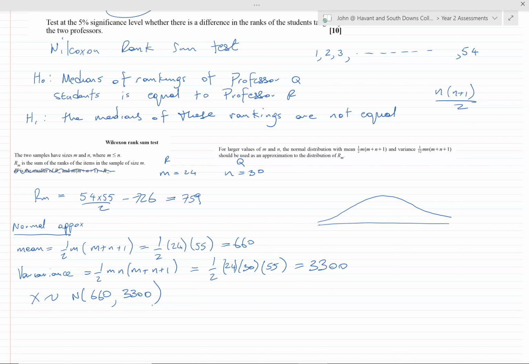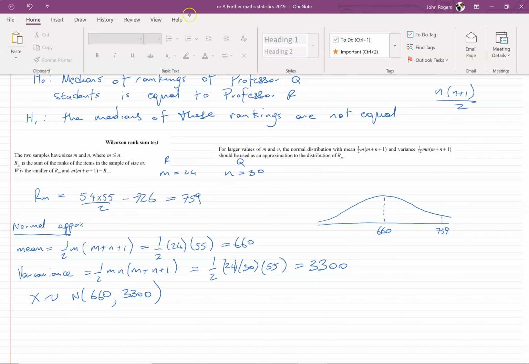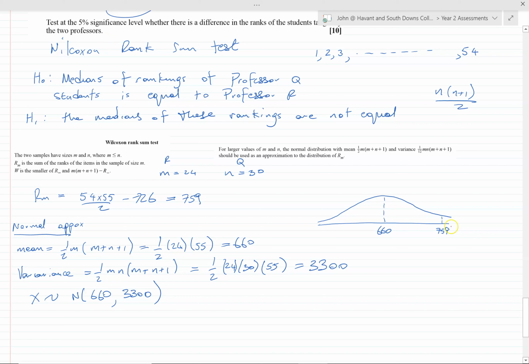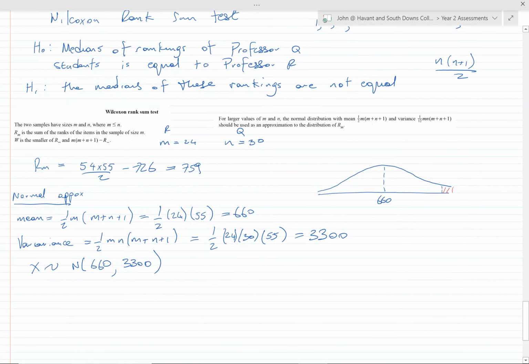Now, going back to the normal distribution and to the reason why we don't need to work this number out, we can see from our normal approximation that we've got a value of 660 for the mean, but our actual value for RM is equal to 759. So we know we're on this side of the tail, and we want to find an approximation for this. Actually, I probably shouldn't have put 759 there, because I need to talk about a continuity correction, and that's important in a moment. So I'll put that up when we deal with the continuity correction.